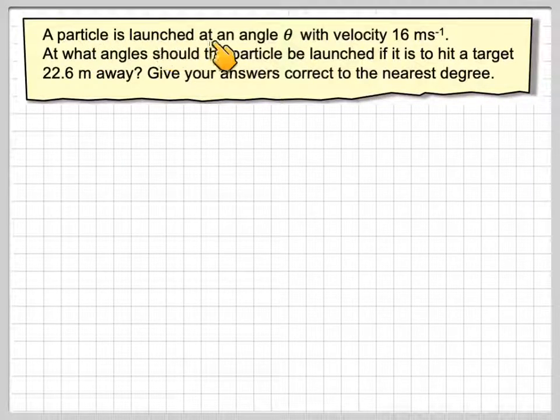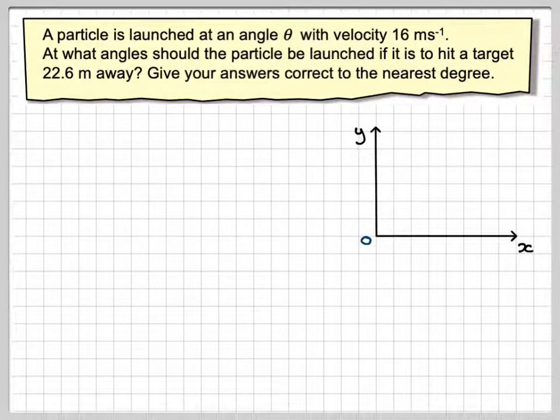A particle is launched at an angle of theta with a velocity of 16 meters per second. At what angle should the particle be launched if it is to hit a target 22.6 meters away? Give your answers correct to the nearest degree.